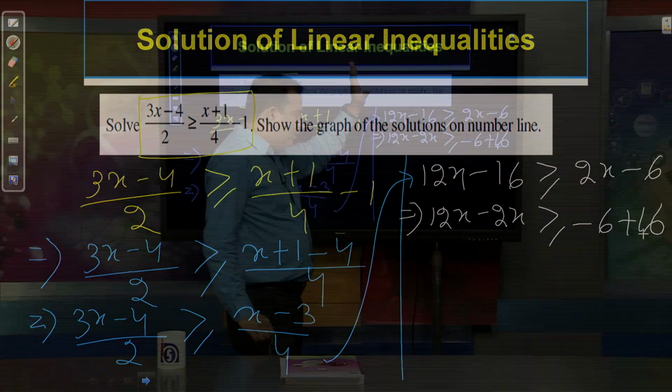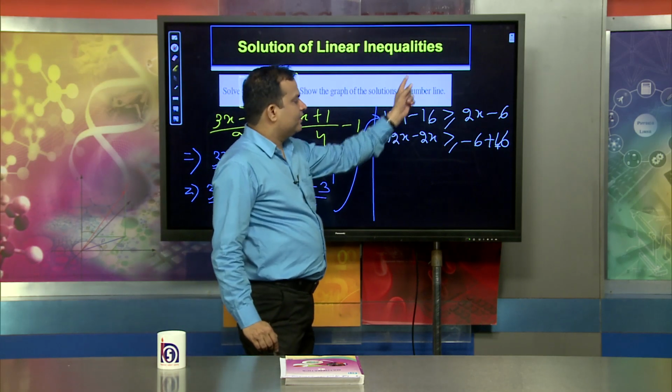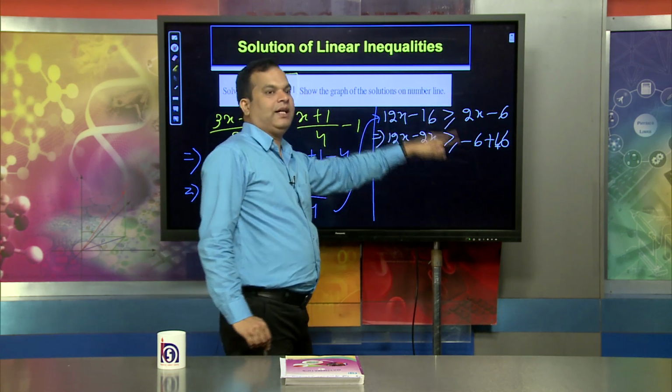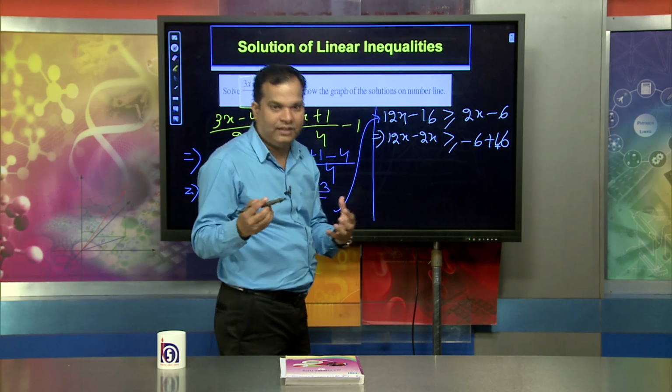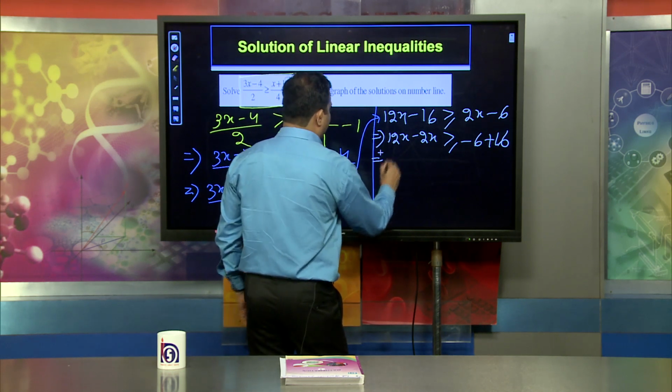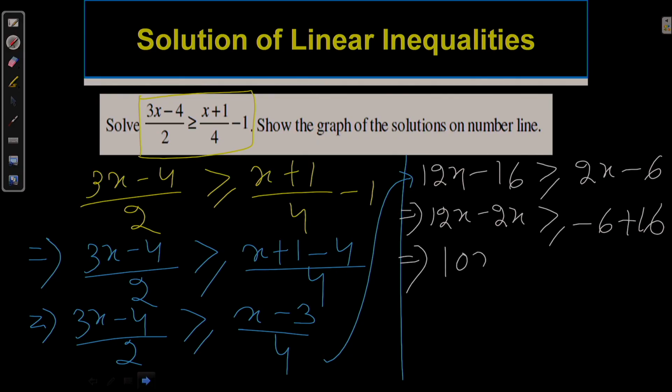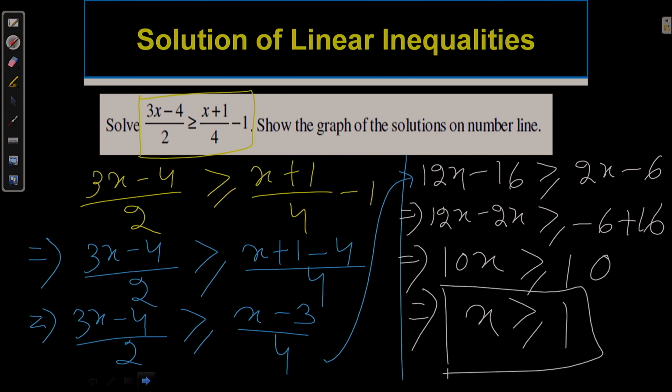When we transfer a quantity to the other side, the positive sign becomes negative and the negative sign becomes positive. Now 12x minus 2x is 10x, greater than or equal to 16 minus 6, which is 10. So x is greater than or equal to 10 by 10, which is 1. We have found x greater than or equal to 1, that means 1 and more than 1.